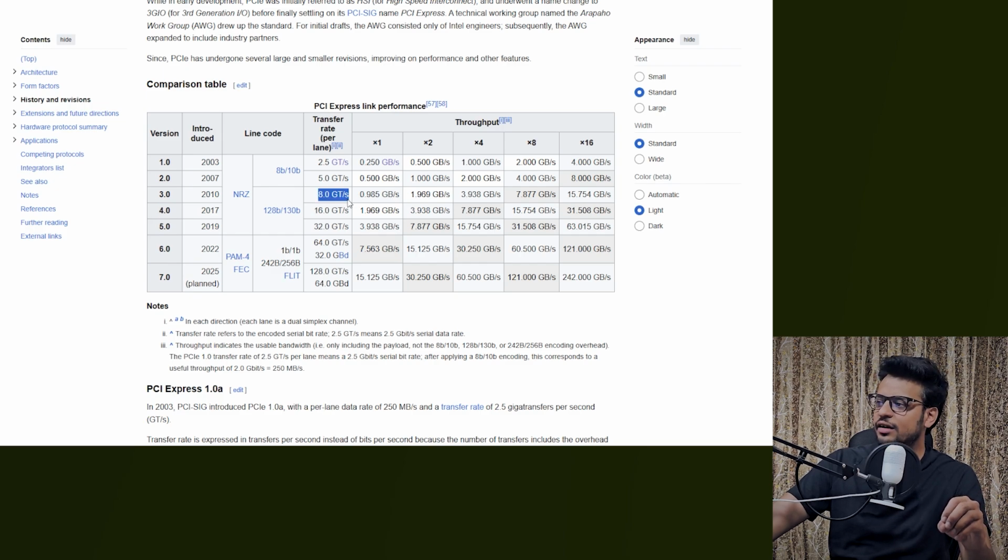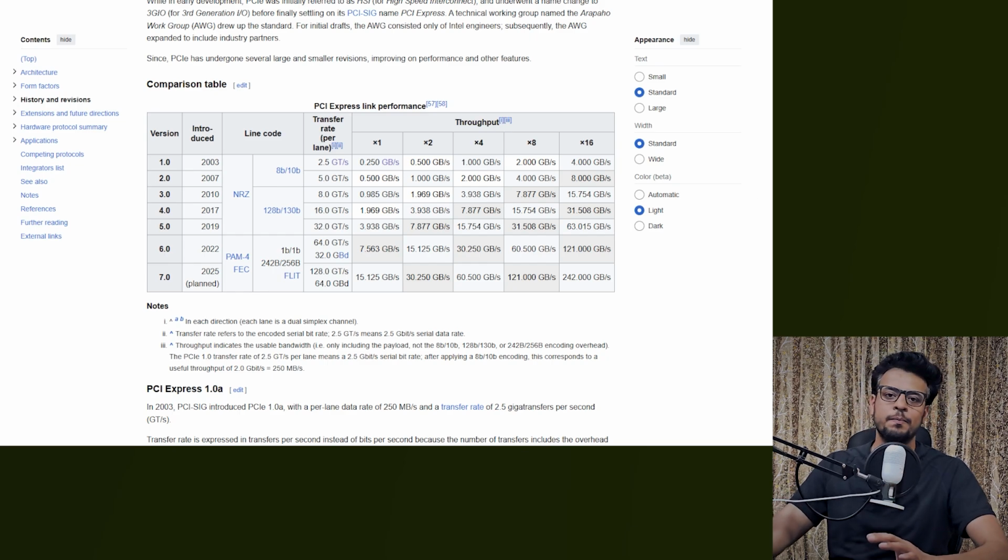So on a single lane, 8 giga transfers per second. In x1 mode, that's 0.985. In x2, 1.969. x4, 3.938, and so on. So this is the basis of PCI Express, the communication and the speed of the transfer of data between the CPU and the GPU. Now we are going to talk about these on the motherboard itself.